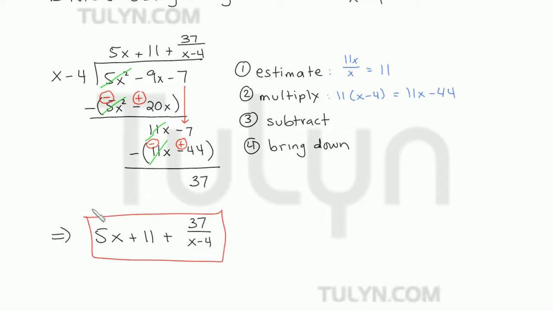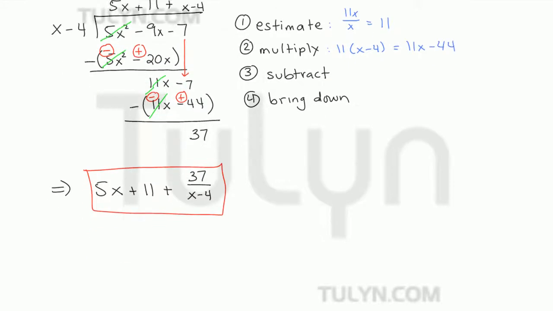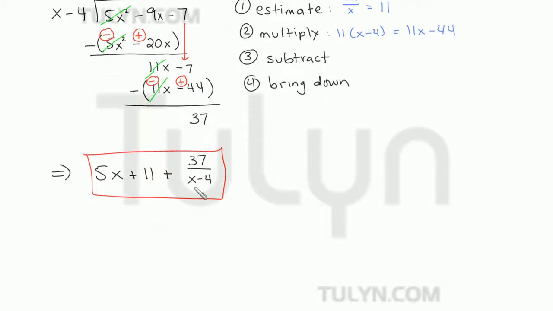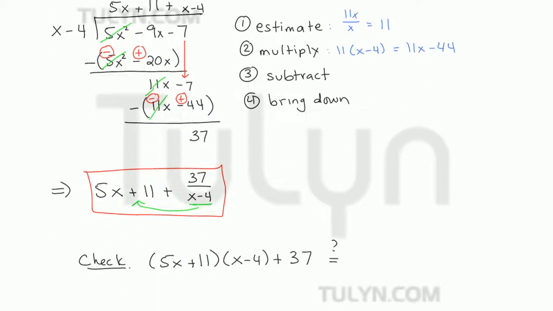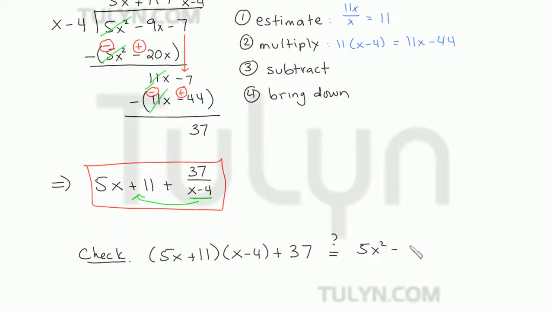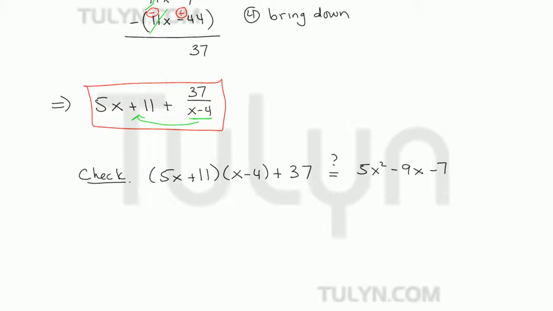And if you're ever not sure of these methods and you have a little bit of time, there's a good way to check. And that way is to multiply this denominator with this base number and then add the remainder term. So in order to check, we want to multiply 5x plus 11 times x minus 4 and add 37. And we want to see if that's equal to what's in the house, basically. So 5x squared minus 9x minus 7. That's the equation you want to do to check to see whether you've divided correctly.